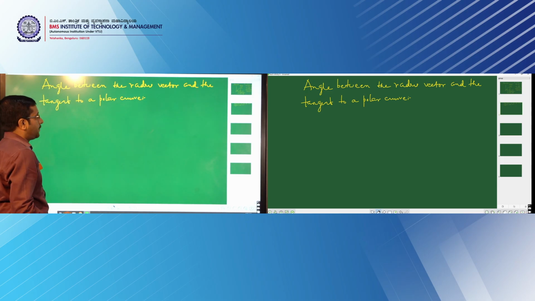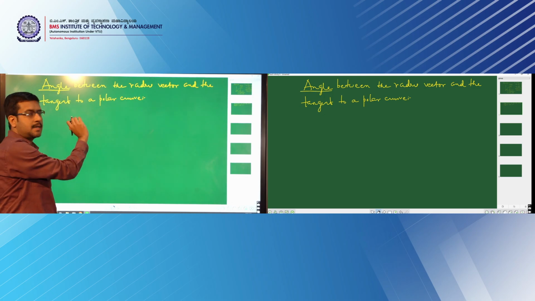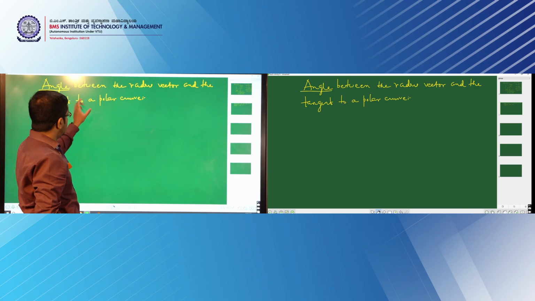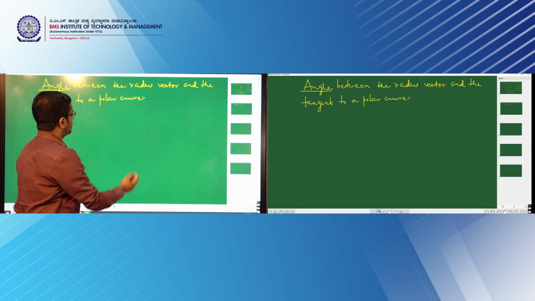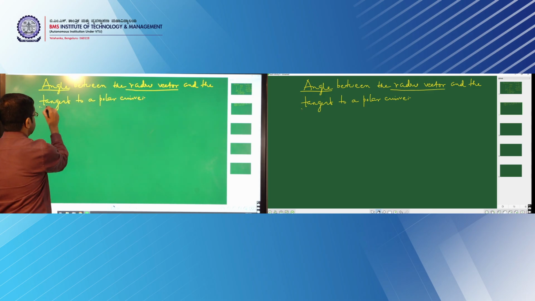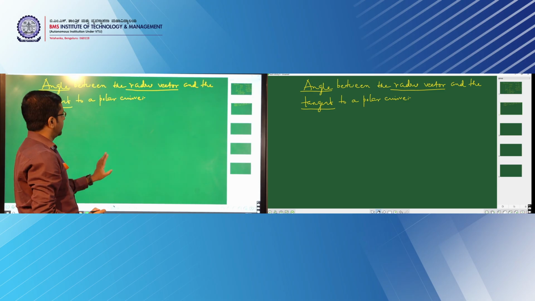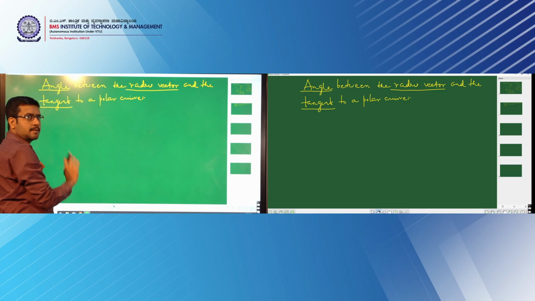So what we need to find? We need to find basically the angle. Now first you understand what is the statement given. The statement is we have to find the angle between two things. One is the radius vector and the other is the tangent. You see both the things are a straight line. Radius vector is a straight line. Tangent to a curve is also a straight line.